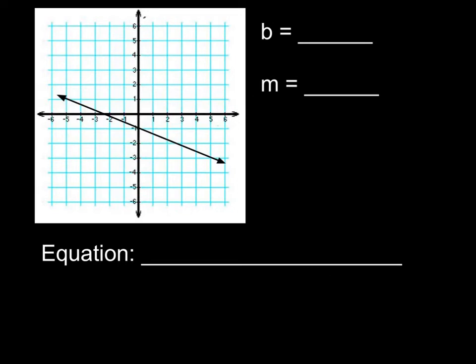Let's look at example number 2. Again, we're trying to write the equation in slope-intercept form of the line. So my first task is, let's find out where the line crosses the y-axis. And from looking at this particular graph, it's crossing at -1. So b is -1. Let's mark that point.